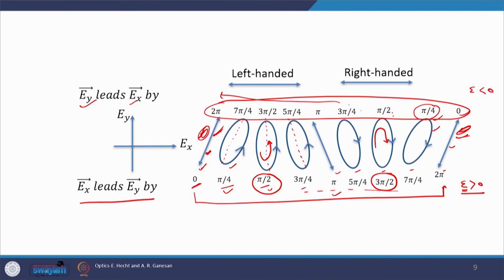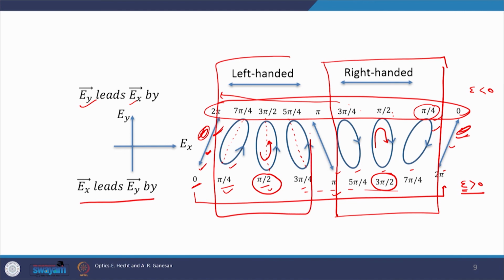Now, from here till here we see a type of rotation which is different from these rotations. The 3 ellipses in the first block have a different sense of rotation than the 3 ellipses in the right block. Here in block 1, the ellipses are rotating in anti-clockwise direction. In the right block, the ellipses are rotating in a clockwise fashion, that is, the tip of the electric field vector is rotating in a clockwise fashion.